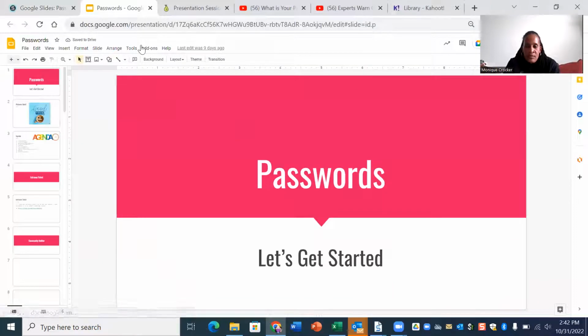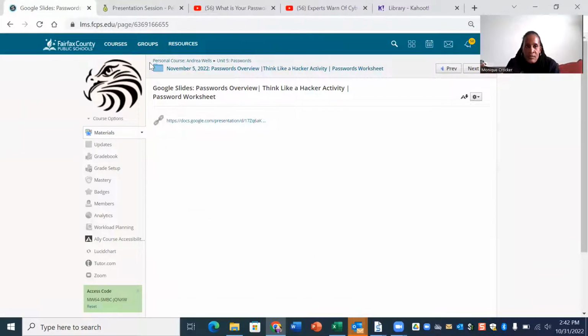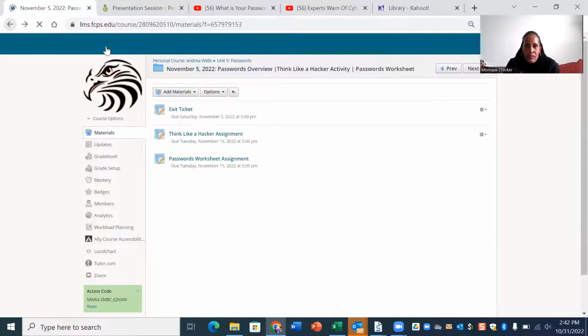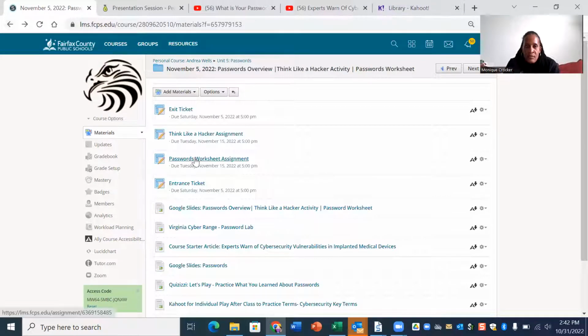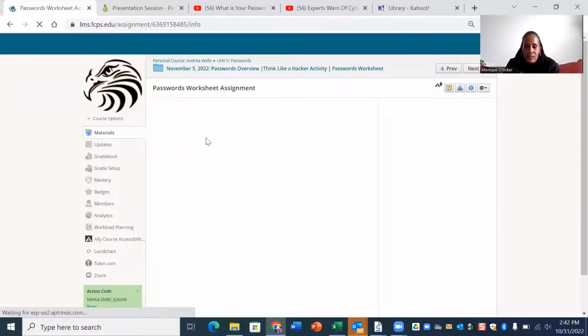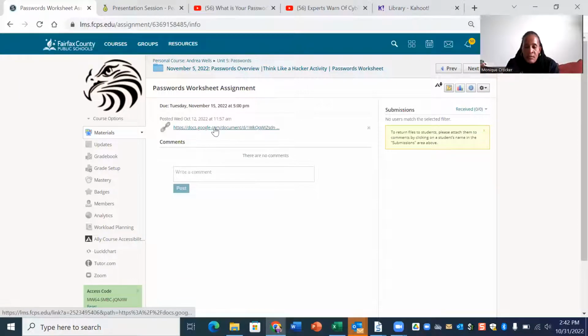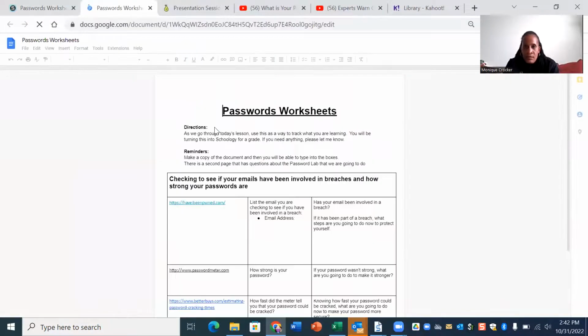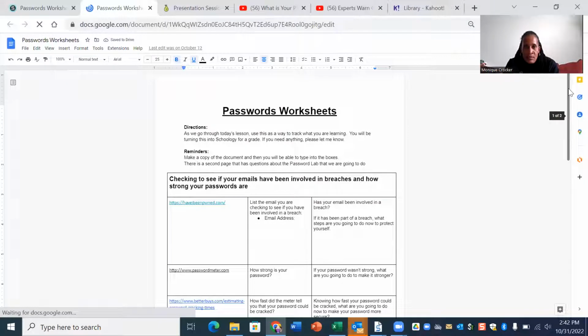So that way, did I post the wrong thing? Oops, sorry about that. Maybe I went to the wrong thing on here. But the password worksheet assignment, you would click on this and this would take you to a little worksheet. And this is what they would do as we're going through the material. So this would be the worksheet that they would use for the next part of the slide.